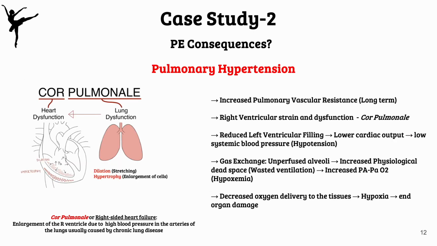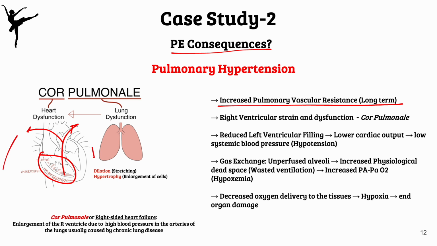Now, what would be the other consequences of pulmonary embolism? Remember, we talked about as a result of pulmonary embolism, there would be an increased pulmonary vascular resistance. With increasing pulmonary vascular resistance, the right ventricle is going to try very hard to push the blood through the pulmonary arteries into the pulmonary circulation, but there is a clot right here, so the right ventricle is going to work really hard, and that would lead to dilation of the right ventricle.